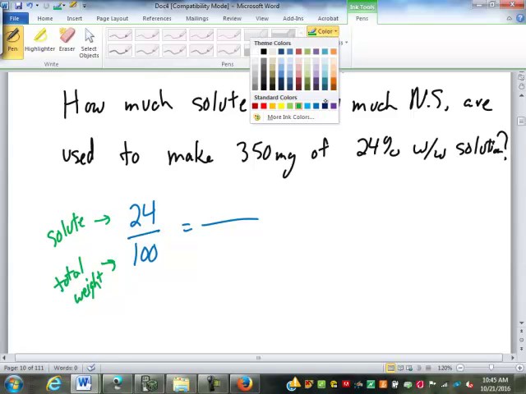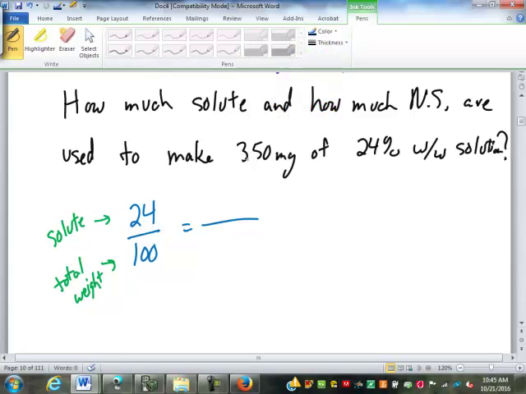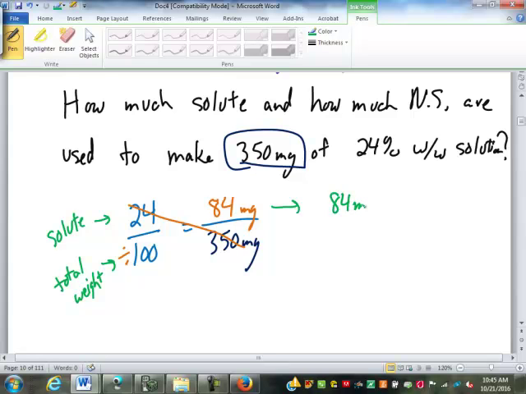So on the other side over here, what's going to go in there? Well, we have the 350 milligrams. Where's that going to go? That's the total. Very good. So that goes on bottom. So now I can cross multiply and divide. 24 times 350 divided by 100 is 84. So that is 84 milligrams of our solute.